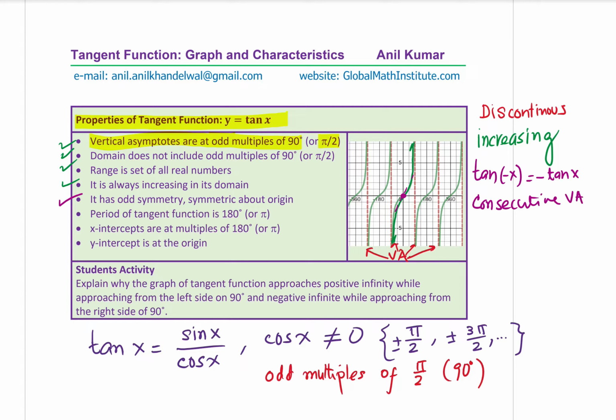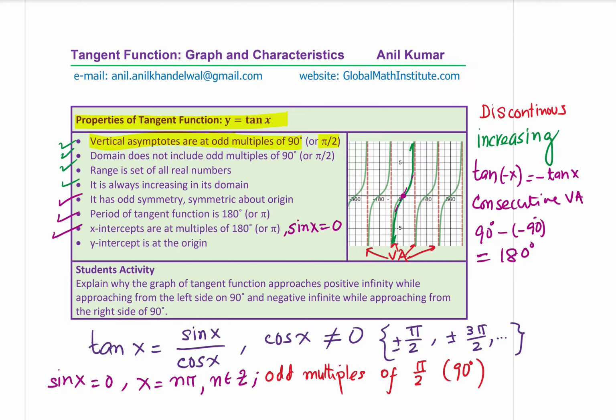X-intercepts. So x-intercepts are when sine is 0. So this is when sine x equals 0. So we know sine x is equal to 0 when x equals n pi, where n belongs to the integers. The vertical intercept is at the origin itself. When you substitute x equals 0, we know tan 0 is equal to 0. Perfect. So that is how we summarize the properties of the tangent function.